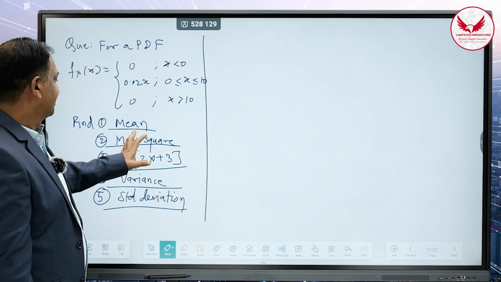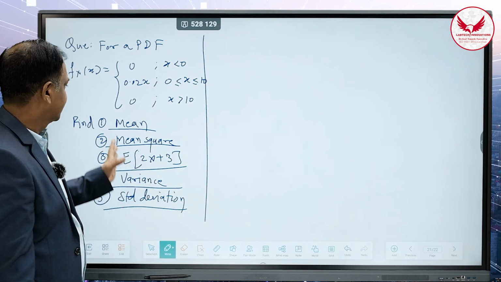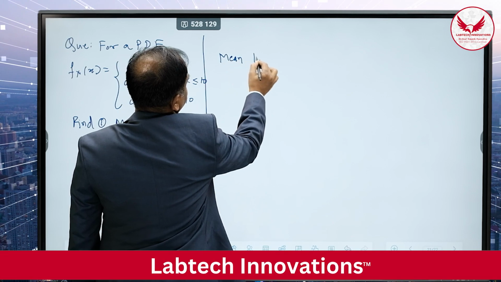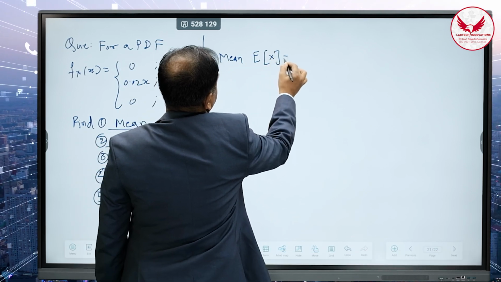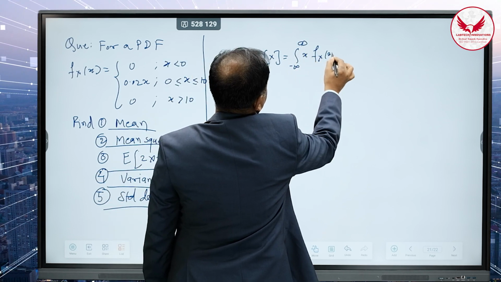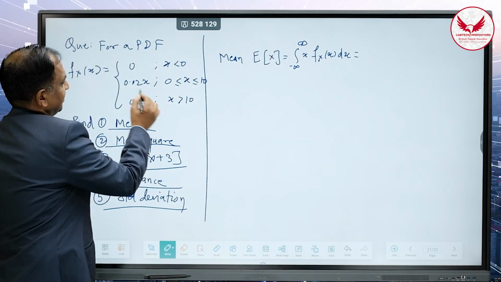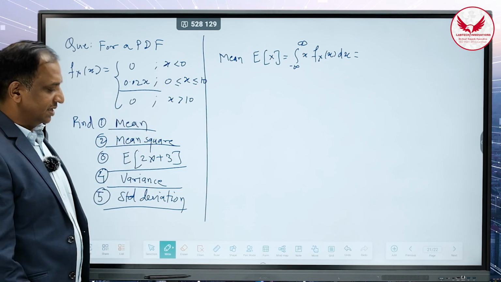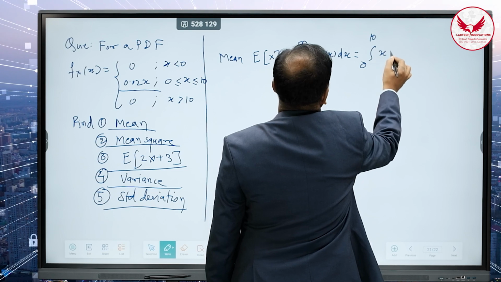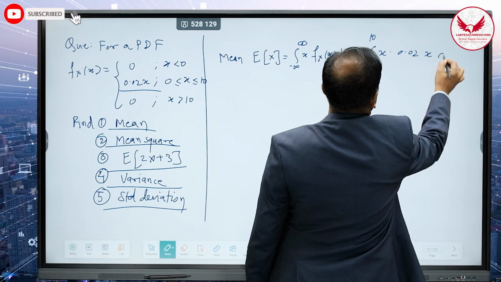Now we will find the mean square value, the expectation of 2x plus 3, the variance and the standard deviation. We know the formula for the mean. Mean is also called the expectation of x, that is E of x, equal to the integral from minus infinity to infinity of x into the probability density function into dx. This probability density function is available only for values between 0 and 10, so the limit will be from 0 to 10 of x into fX of x, which is 0.02 x, into dx.